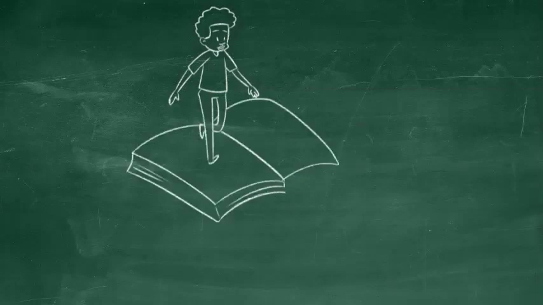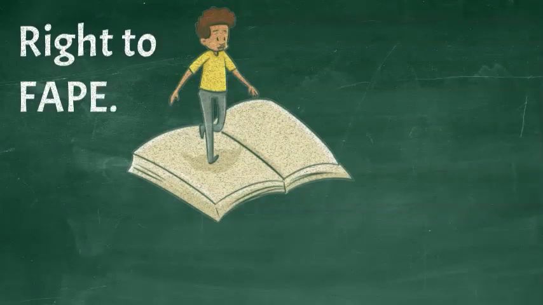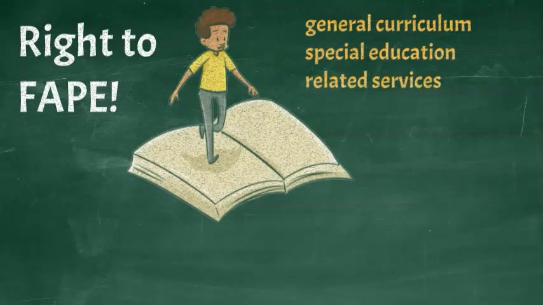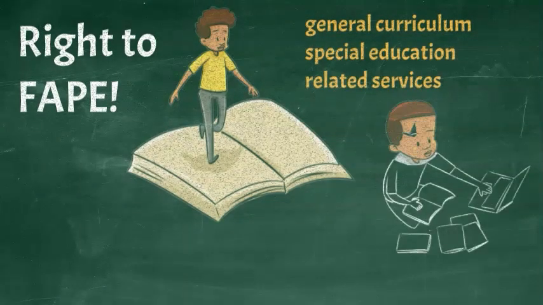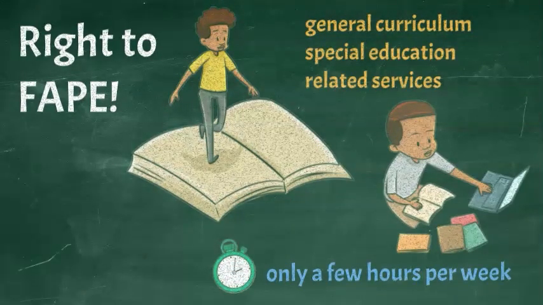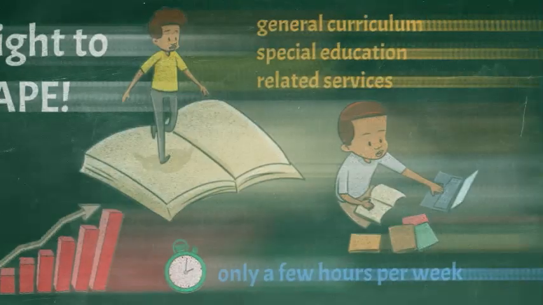Students on homebound still have a right to a free, appropriate public education, FAPE, and must be able to access the general curriculum in addition to the special education and related services identified in their IEP. Nevertheless, many students on homebound receive only a few hours of instruction per week, and it is often very hard for these students to make progress.